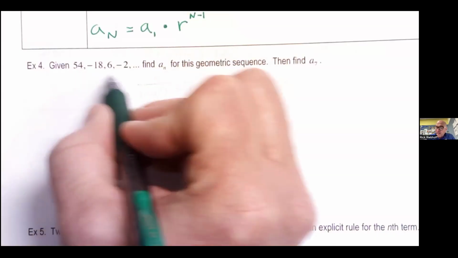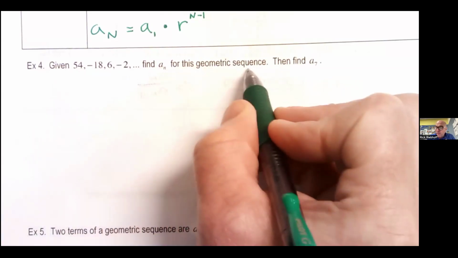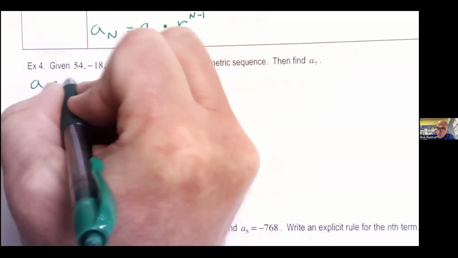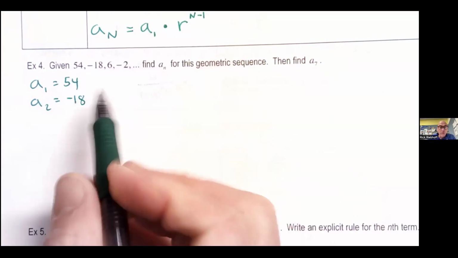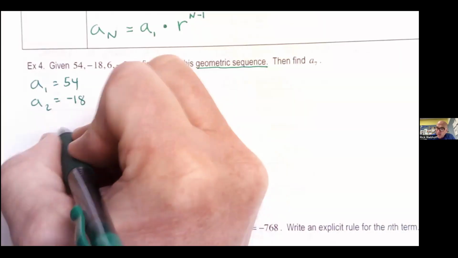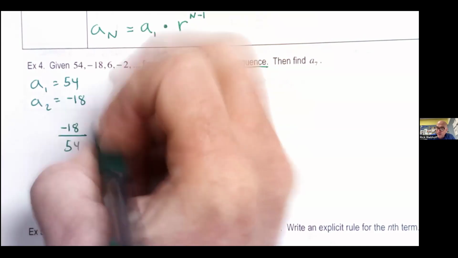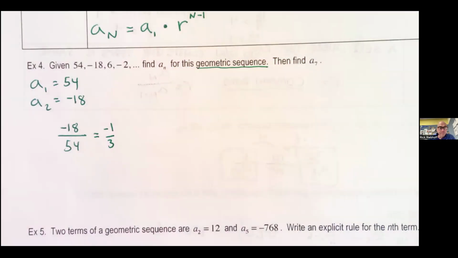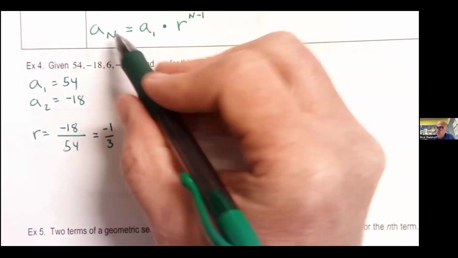All right. So now we're going to have some fun with this. Given 54, -18, 6, -2, find the nth term for this geometric sequence, then find the seventh term. All right, so the first term is 54. The second term is negative 18. I don't really need more than that because it has told me that this is a geometric sequence, so I don't need to check for that. I can just take negative 18 and divide it by 54. So take one, divide it by the previous. That will give you the common ratio. I believe this is negative 1/3. Cool. And now I think I have enough. My common ratio is negative 1/3, and I can use my formula.